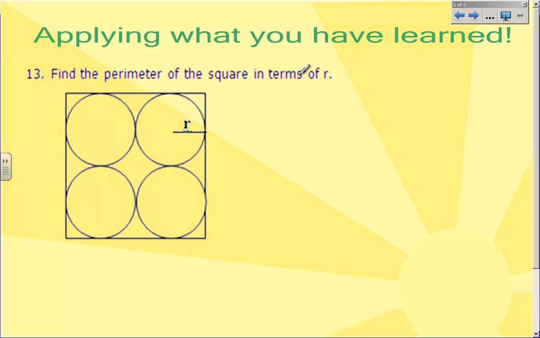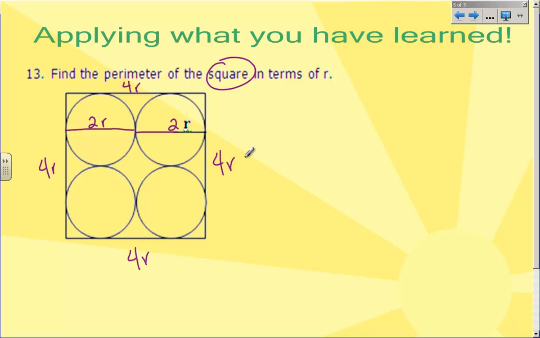So they want the perimeter in terms of R, which means they want there to be an R in the answer. So we have to write an expression for the perimeter. Well, we want the distance around this square. All I know is that this is the radius of the circle. Well, if that's the radius of the circle, if I want the diameter, it becomes 2R because the diameter is 2 times the radius. Well, if the diameter of that one's 2R, then the diameter of this one is also 2R, which makes the length of this square 4R. And since I know it's a square, it says so right here, I know that every side is 4R.